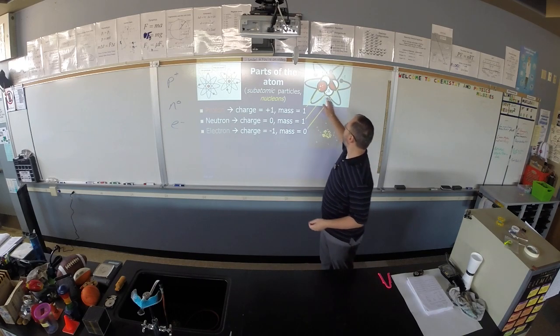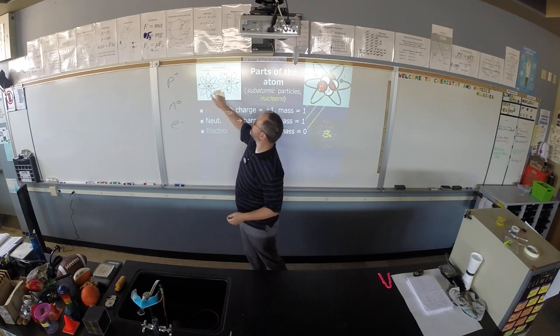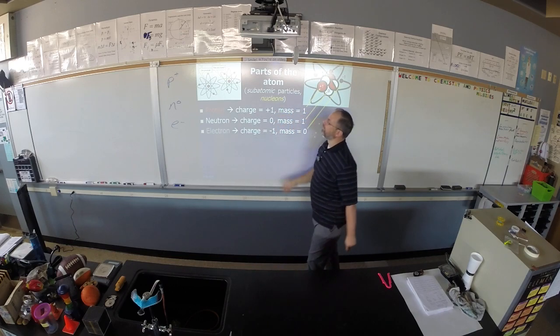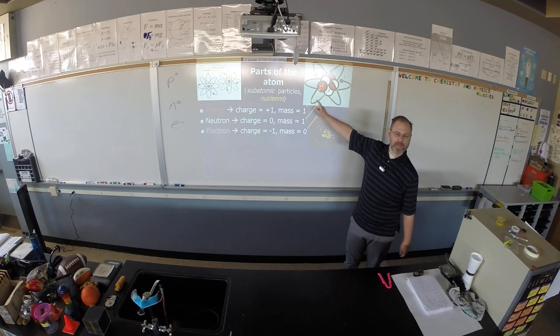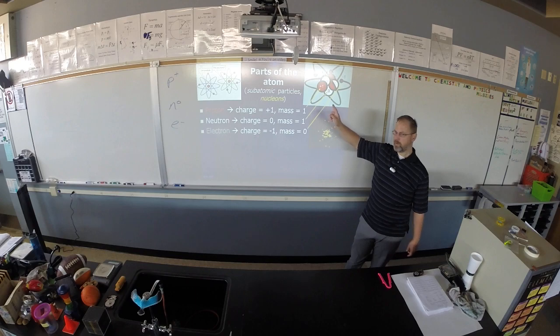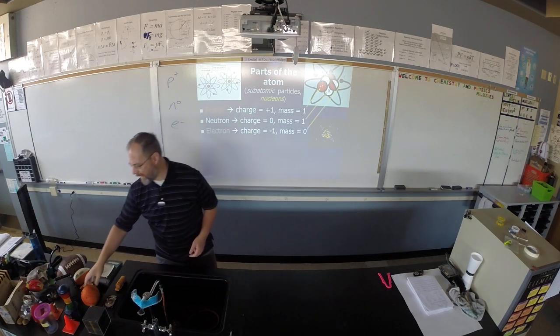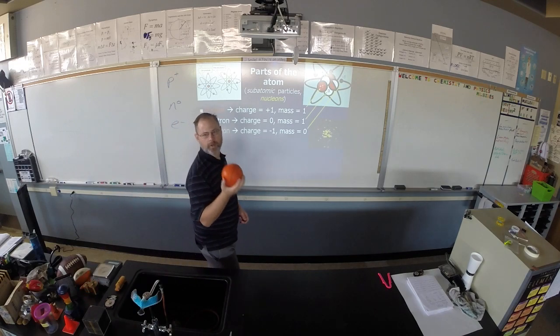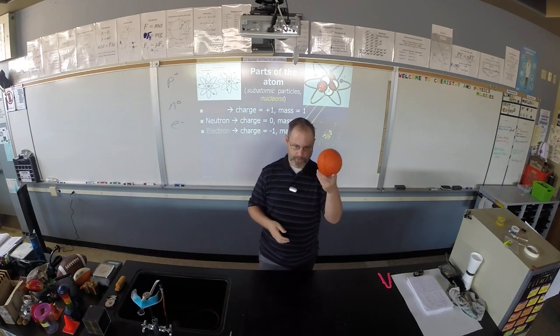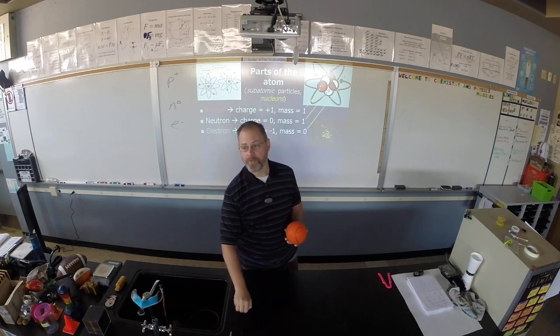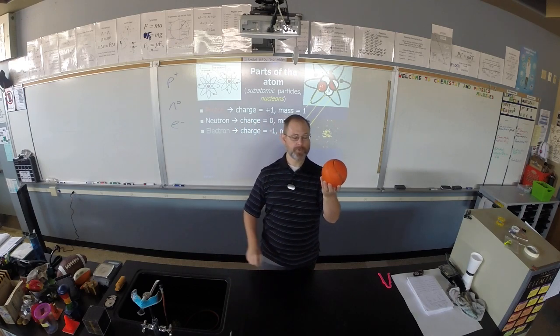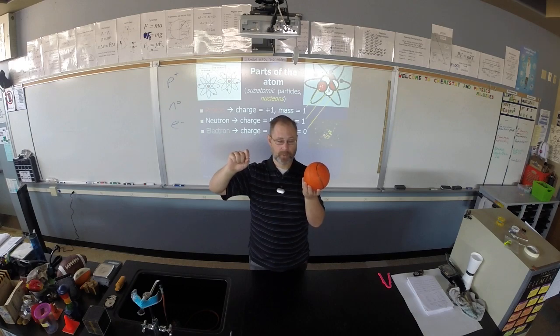Now, this is the way atoms are usually shown in textbooks and movies and stuff. This is nothing like real life. Well, let's pretend that this is a proton, and we're going to make the hydrogen atom. The hydrogen atom has one proton and one electron. This BB is an electron.